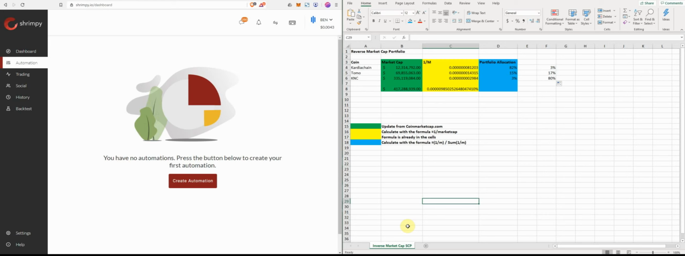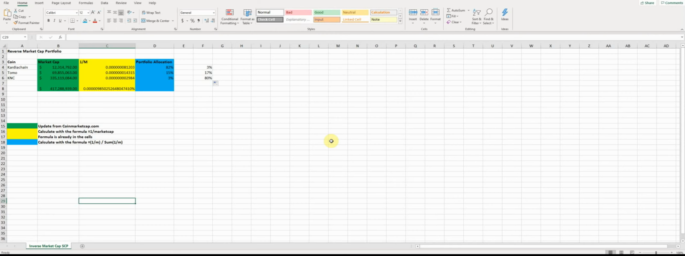All right, so reverse market cap portfolio. First, what is it? Typically, when you think of market cap weighting portfolios, you're generally looking at setting up a portfolio where your holdings are in line with the market caps in relation to the rest of your portfolio. So for this portfolio, I chose these coins over here: Cardia Chain, Tomo, KNC.